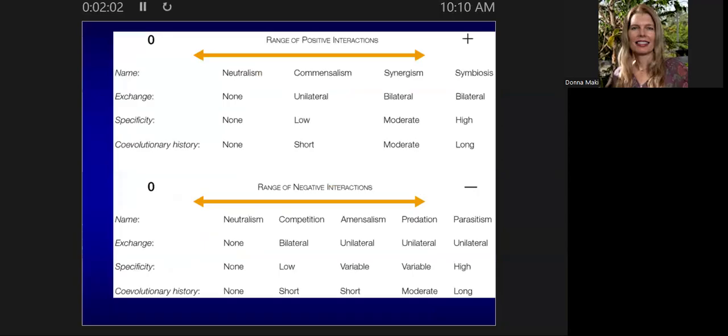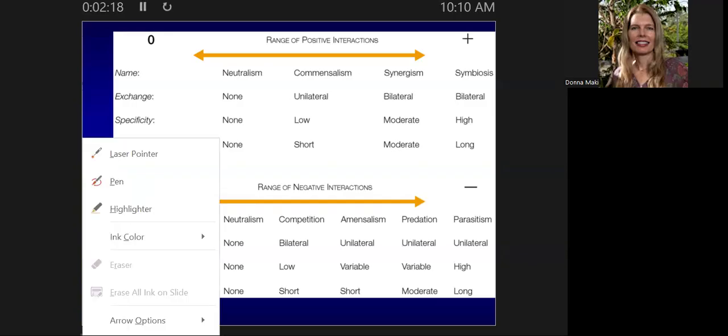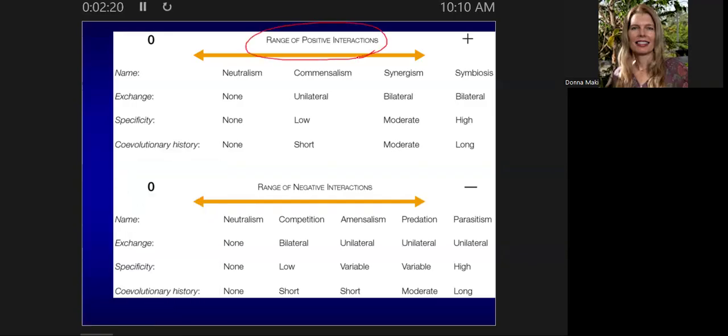And so when you start thinking about how the microbes are interacting, they often use these types of terms. On the top half, you have positive interactions, and you can see a range of different terms here. And then on the bottom, we have some negative interactions.